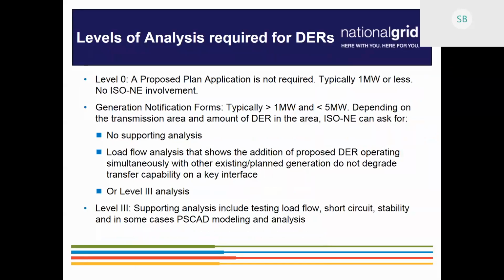But then, depending on the transmission area and how much distributed energy is already in the area, ISO will predetermine the following three things. One will be that there's no supporting analysis required for that generation notification form.